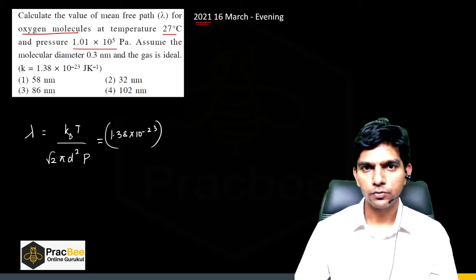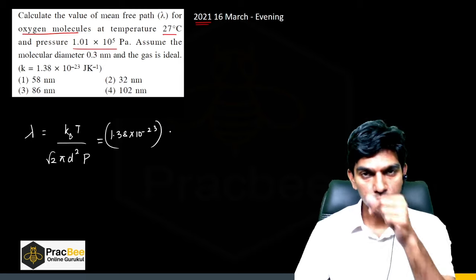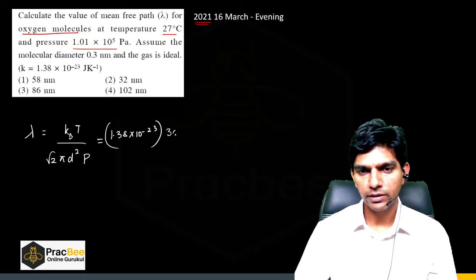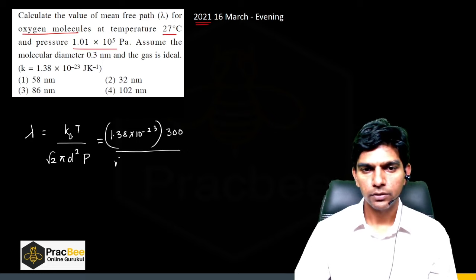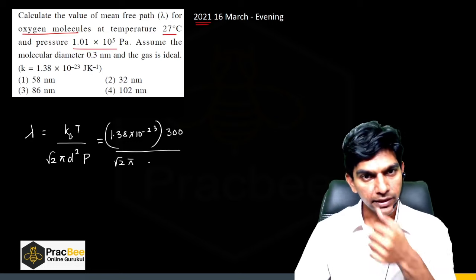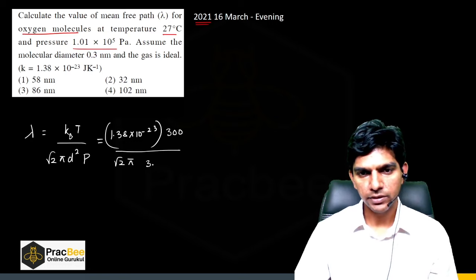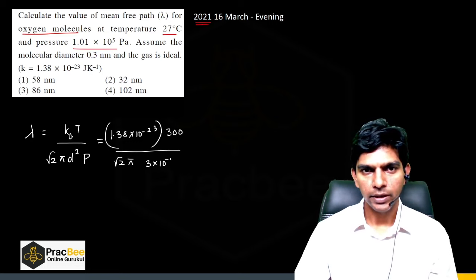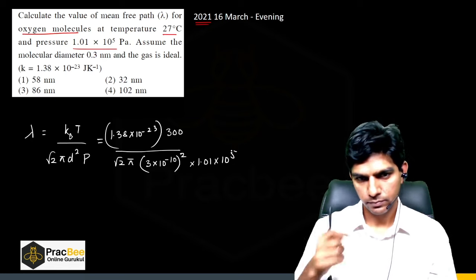Temperature is given as 27, so we have to convert this into Kelvin. It will be 300 Kelvin divided by root 2 pi. And d is 0.3 nanometer, so I can write this as 3 into 10 raised to minus 10 meters, right? And the square of that. Pressure is given as 1.01 into 10 raised to 5.